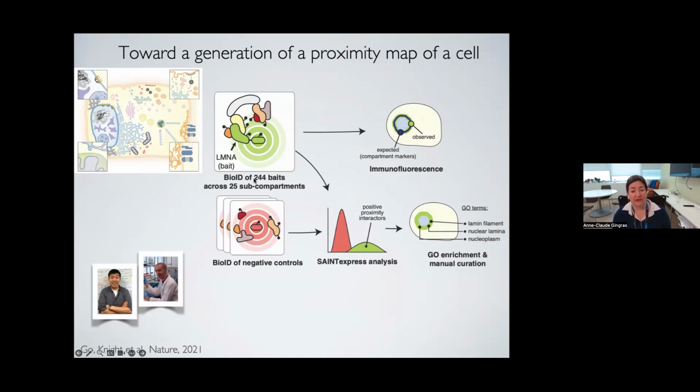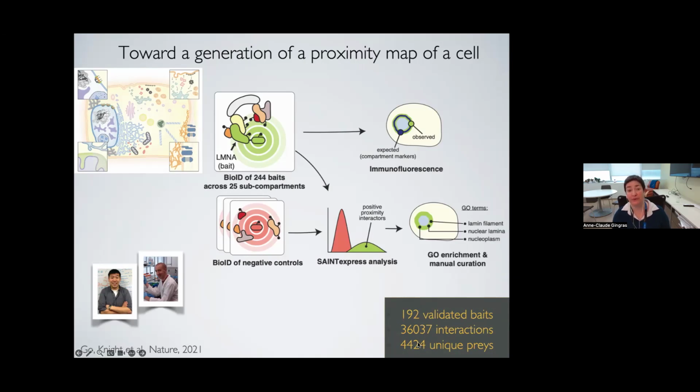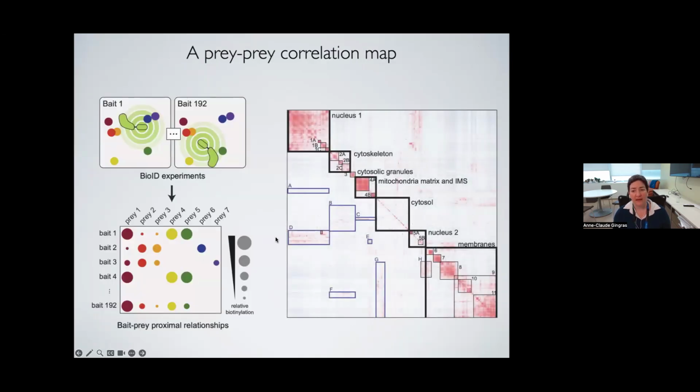And so we did that by generating 244 baits across 25 subcompartments that really enable us at the end of the day to report on the proximal interaction from 192 of those baits and about 40% of the expressed proteome that was done in 293 cells at steady state. And to get to really untangling the structure of the data, we were reporting on 36,000 high confidence proximal interactions using our SAINT analysis.